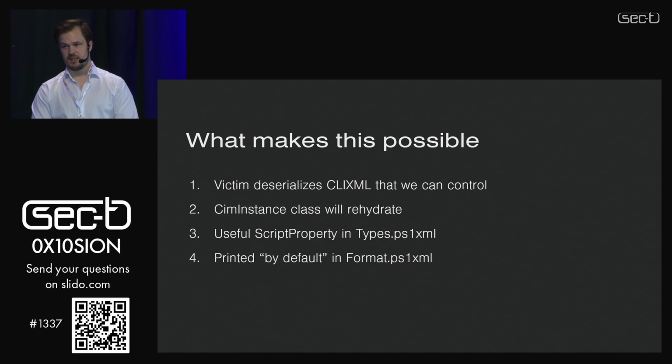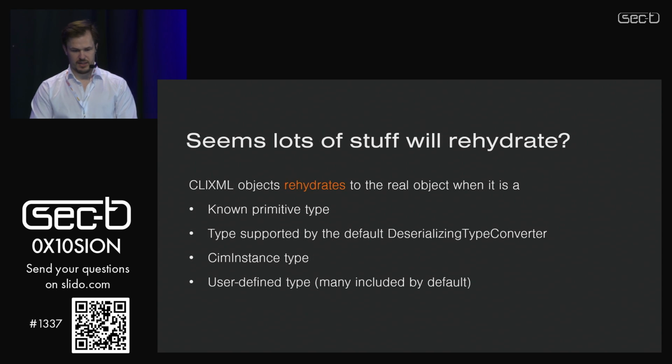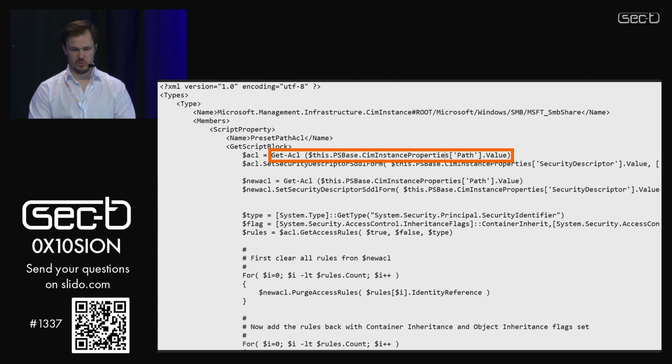What we need is that the victim, of course, needs to deserialize the CLIXML, and then we need a class that's going to rehydrate, we need some kind of useful property, and it needs to be printed by default. It seems like there isn't that much that rehydrates, but then again, quite a lot rehydrates. We have all the known primitive types. We have all those types in the default deserializing type converter. We have CIM instances, and then whatever user-defined types this specific system has. So let's continue looking into what else we have.